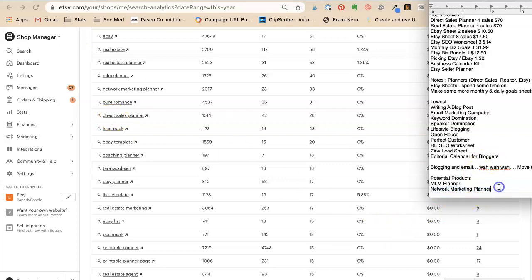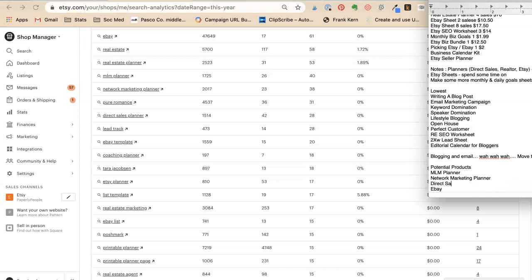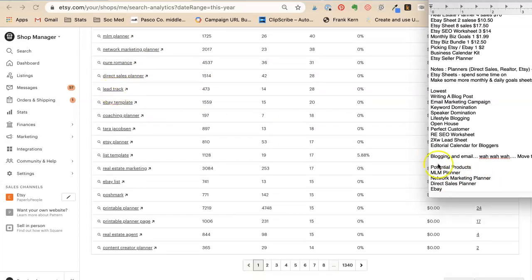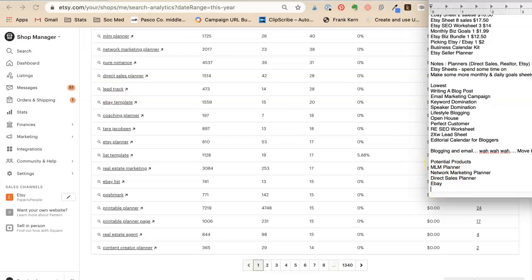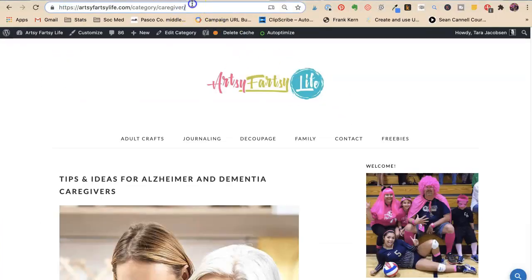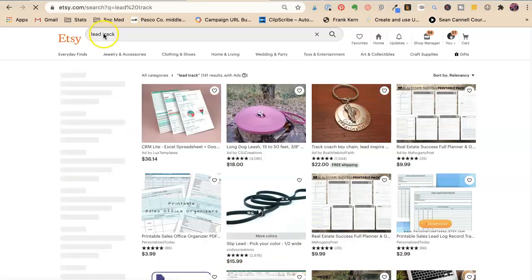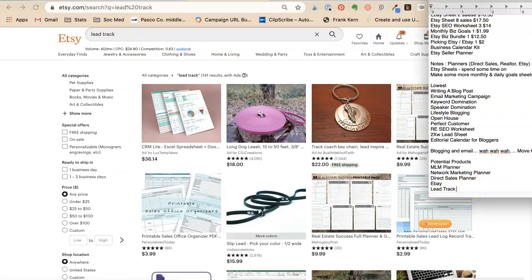So we need to know. I'm going to count those all as one. MLM, network marketing, direct sales. Okay. Pure romance, lead track. I have lead tracking forms. But let's see what Etsy thinks is lead track. That seems like a really weird one, right? So lead tracker. So I have lead tracker, lead tracking. Okay.